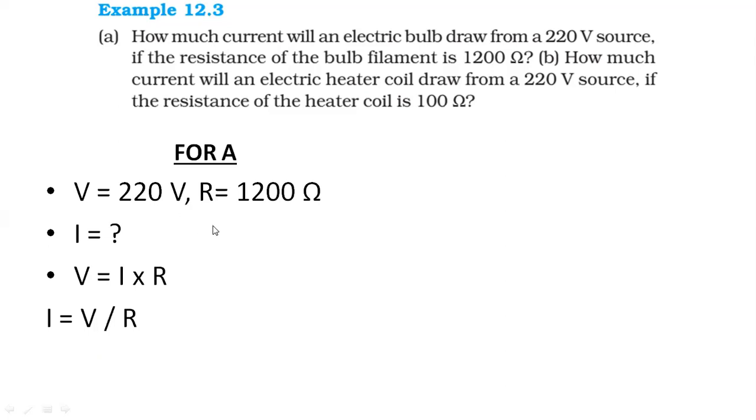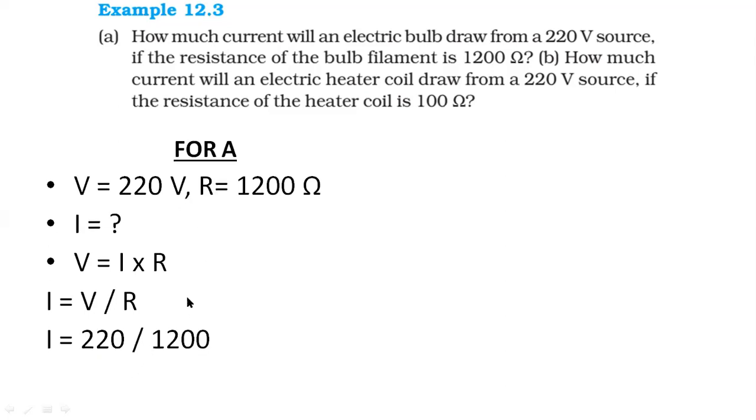So it is becoming 220 by 1200. So 220 by 1200, the 0s you can cancel. Then you can divide by 2: 2 11s are 22, 2 6s are 12, 60s are 1200. So the final answer would be 0.18 ampere. Okay? Just you have to use Ohm's law. It was not that much difficult.